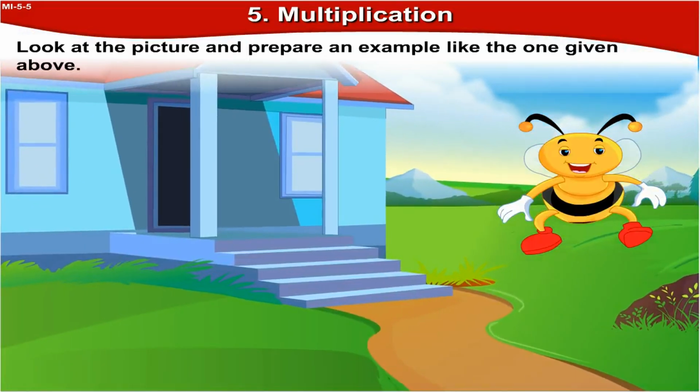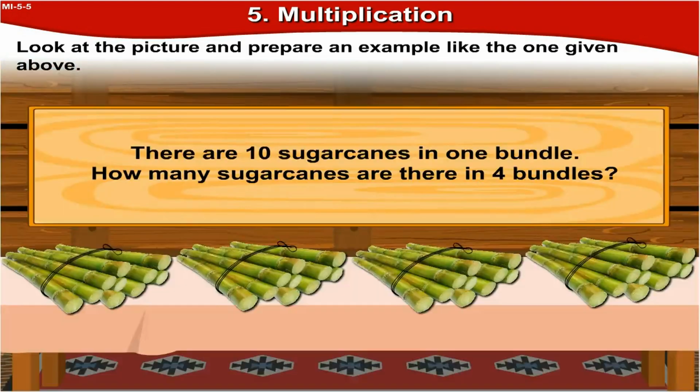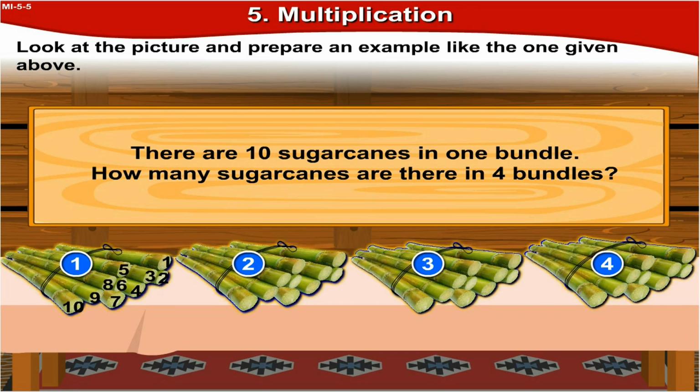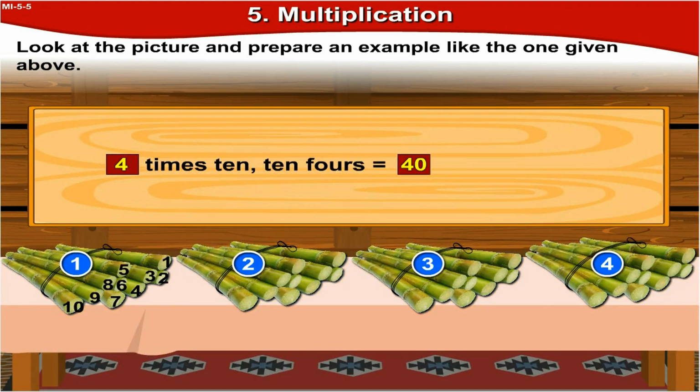Look at the picture and prepare an example like the one given above. If you notice the picture, there are sugar canes. There are 10 sugar canes in one bundle. How many sugar canes are there in 4 bundles? There are 1, 2, 3, 4 bundles. And each bundle has 10 sugar canes. It means 4 times 10, 10 fours are 40, 10 multiplied by 4 is equal to 40.